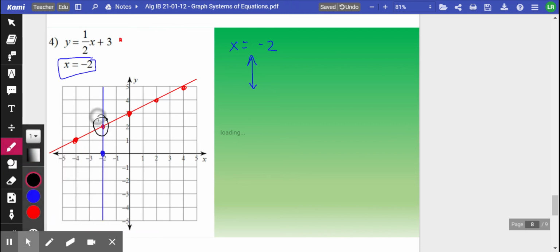Okay, so this is my solution, and then I just have to name it. On the X, it's at -2. And really, guys, they told you that the X was -2. And on the Y, it's +2. And I have my solution.